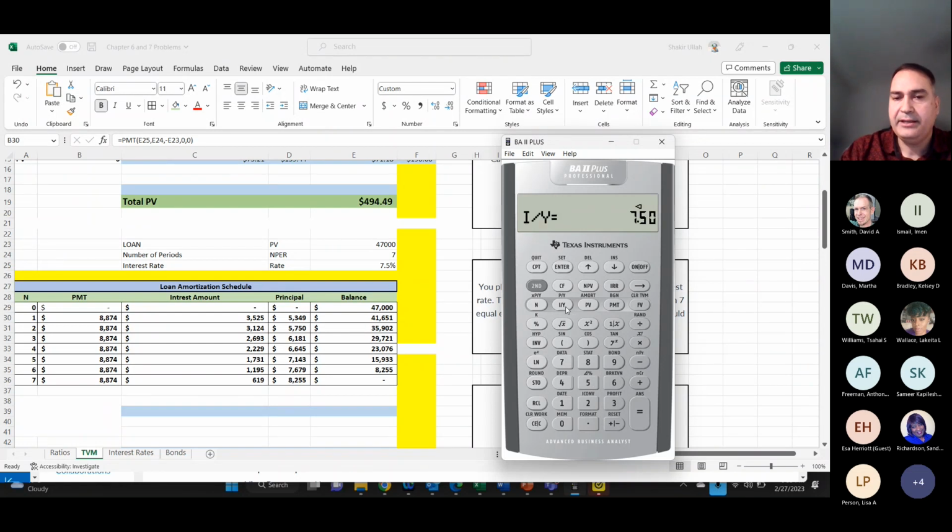So that is I by Y. And then I compute the payment, PMT payment. You see that is the same number that I got over here.